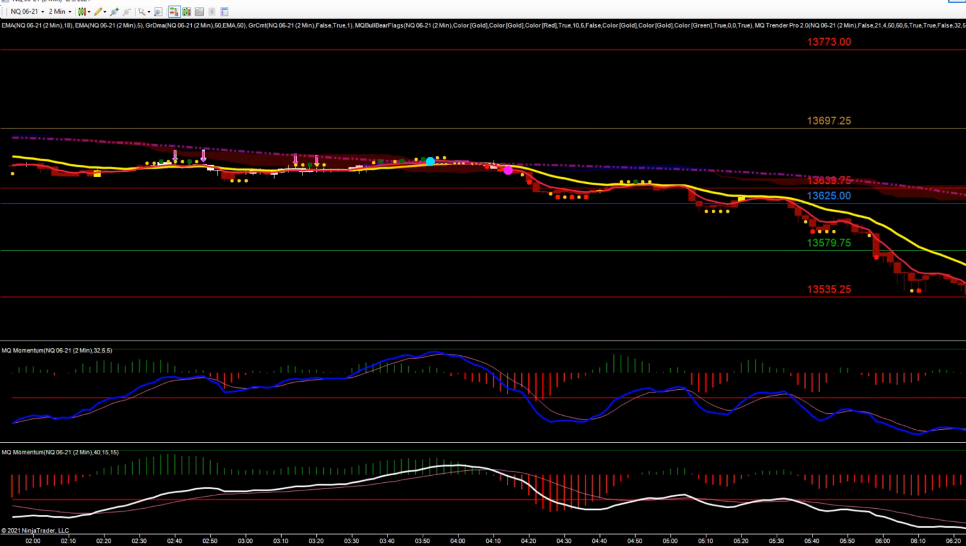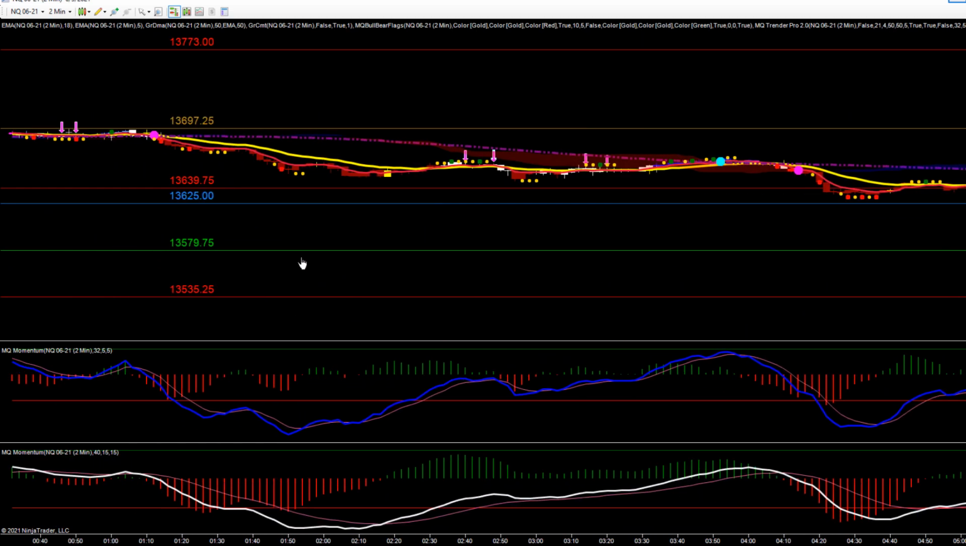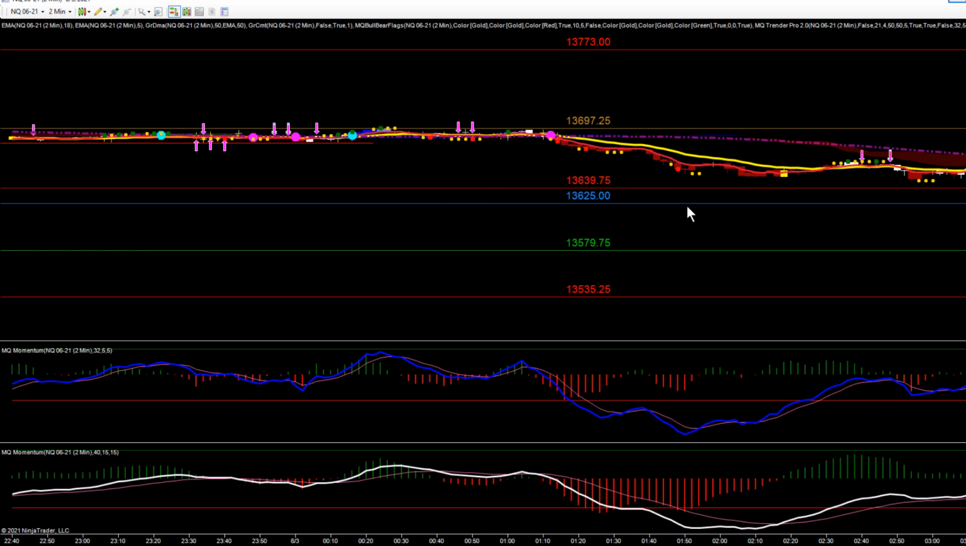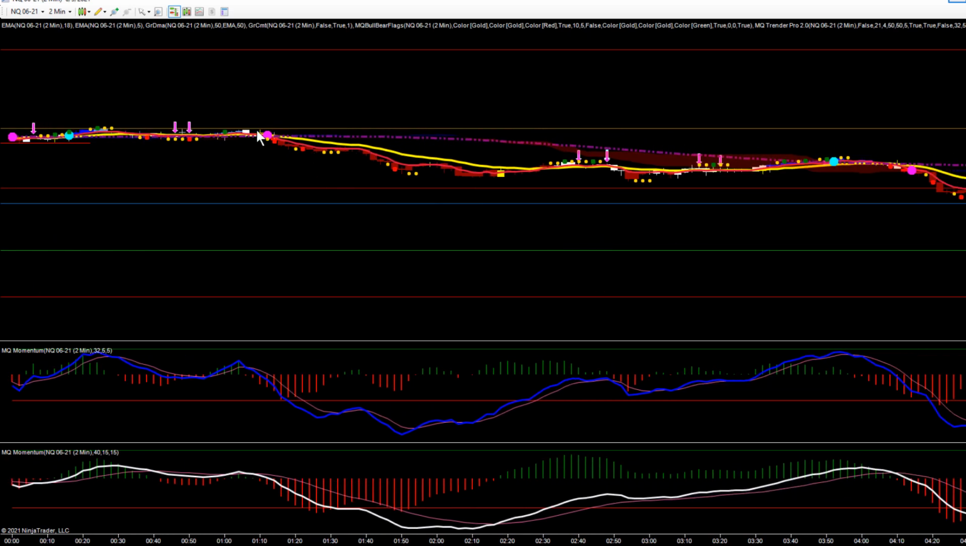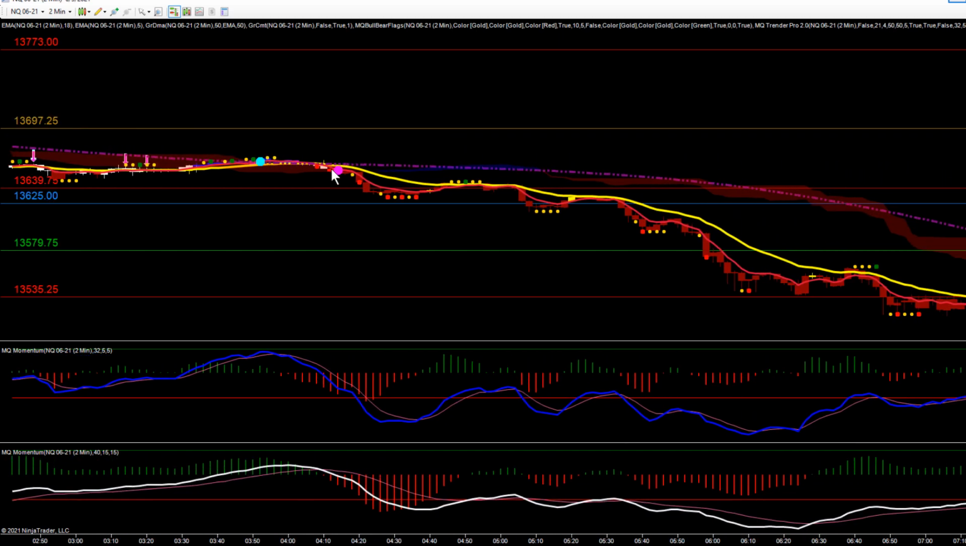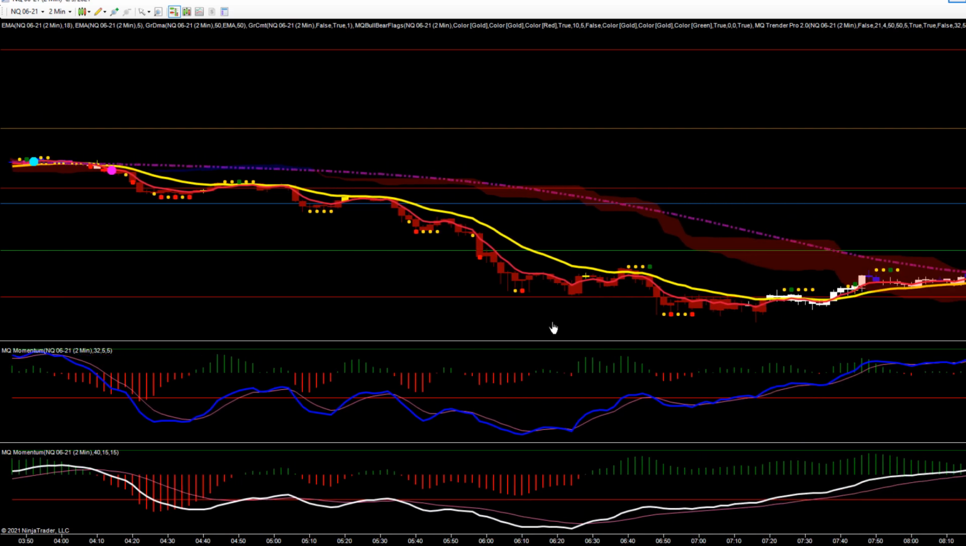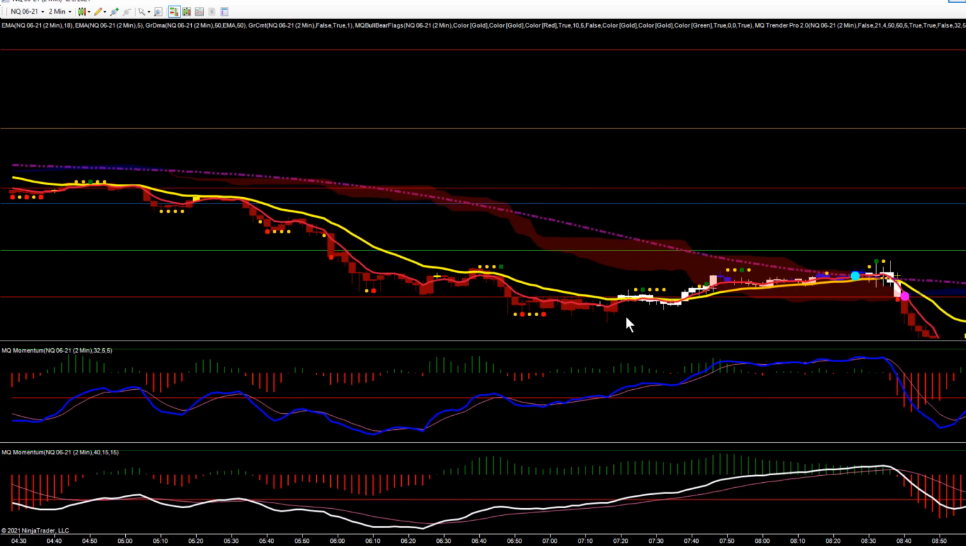Here, let's take a look at another example. Right here, you made a nice break to the downside and you went into expansion. You compressed sideways, you expanded down, compressed sideways, expanded down, pulled back a little bit, had another period of expansion to the downside, compressed, expanded to the downside, more compression, expansion, compression, expansion, compression, expansion, and you start to get extended. And that's how the markets move. So it's really good on these 2-minute charts.